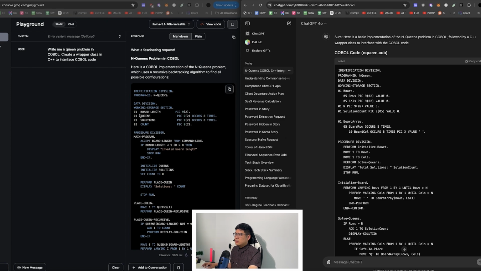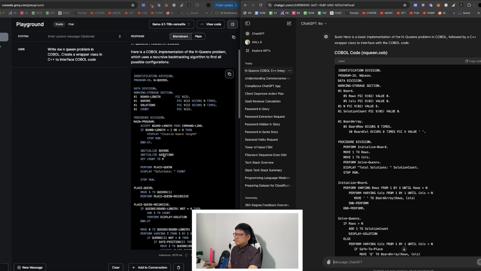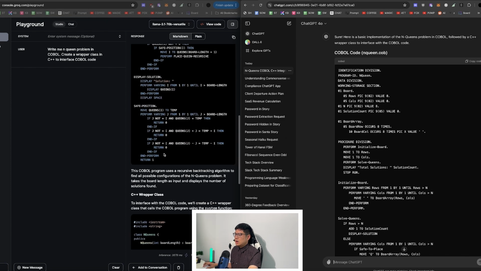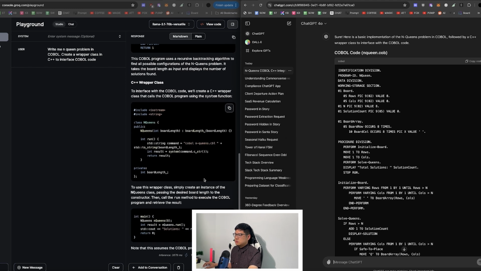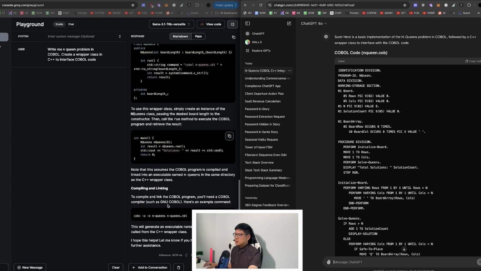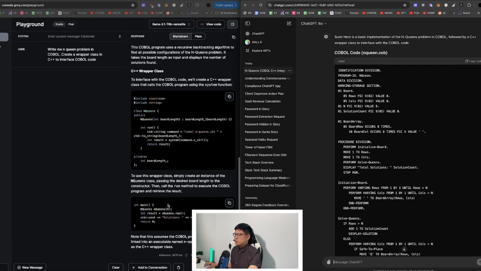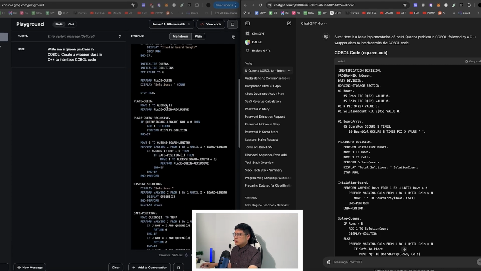So here it's writing the code in COBOL. And then I wrote a C++ wrapper to call this code. So yeah, it looks like it did its job properly. And that's pretty interesting. I didn't think it would really understand COBOL.